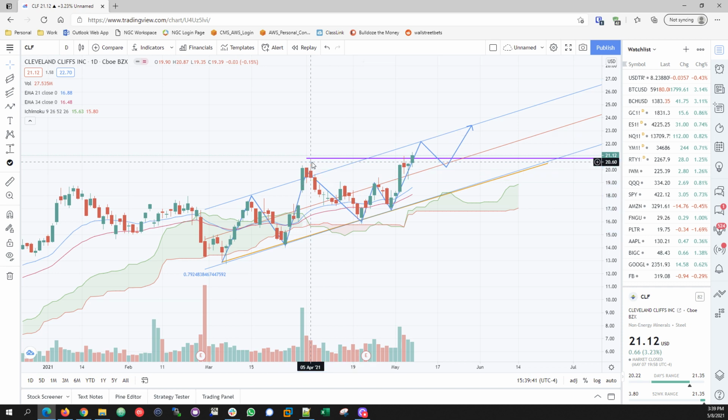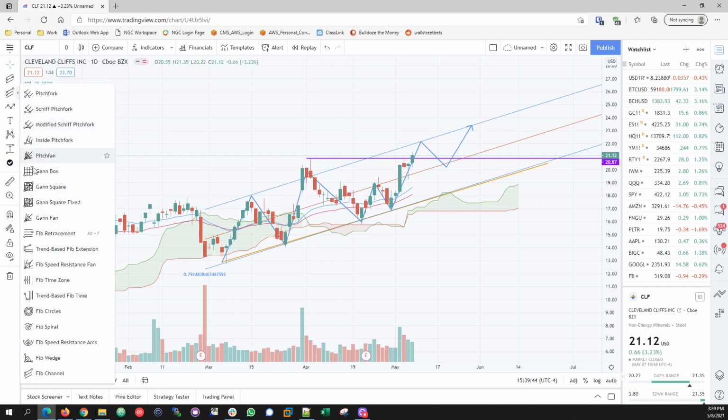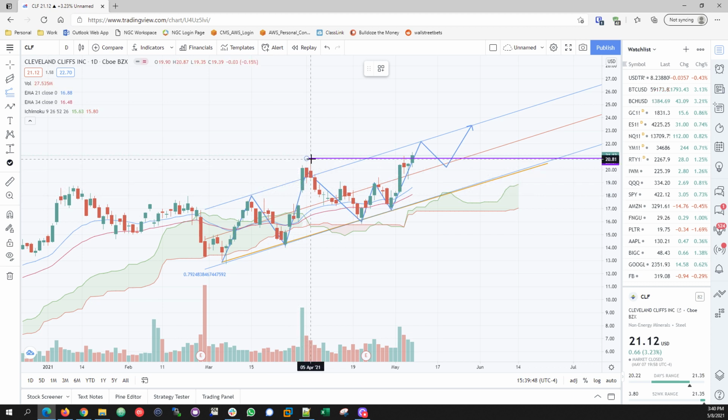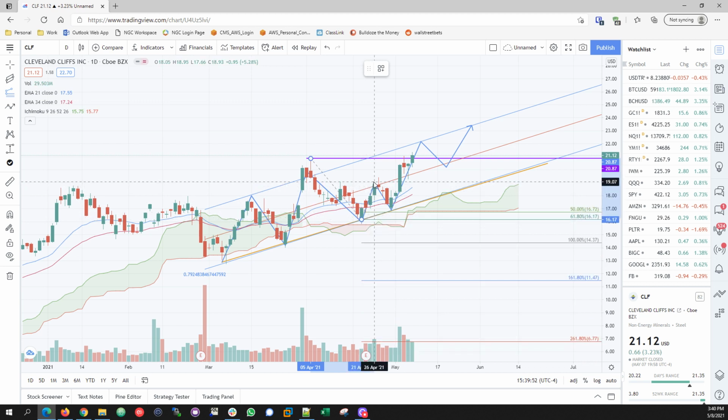Actually, let's fix the extension. I'm going to play around with the extension a little. When I like the chart, I like to play around with it. I love this double bottom.